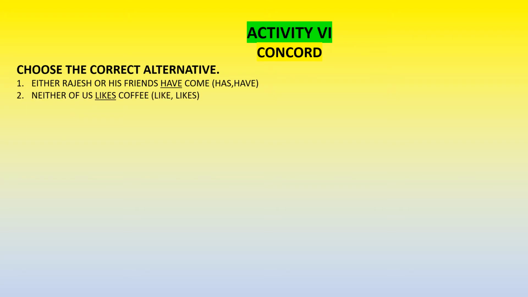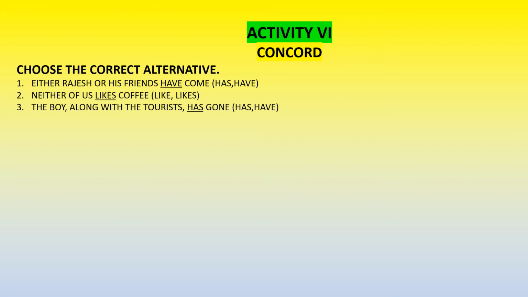Neither of us, neither-nor. That is also a compound conjunction. So neither means nobody. Neither of us like coffee. That means neither is always indicating a singular verb. So not like, it is likes. Neither of us likes, neither this nor that. Neither Rajesh nor Babu. Neither Sandhya nor Sini. So the subject is considered as singular. Neither of us likes coffee. So likes is the correct answer there.